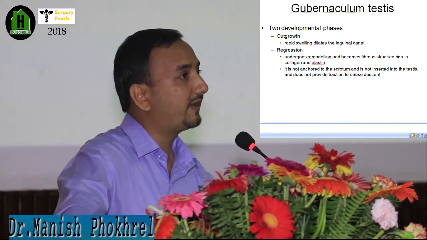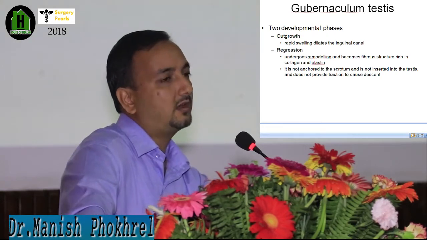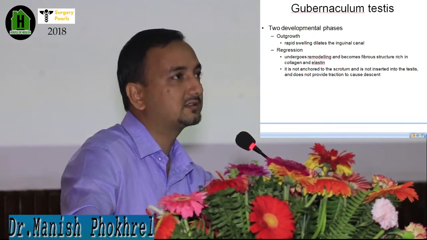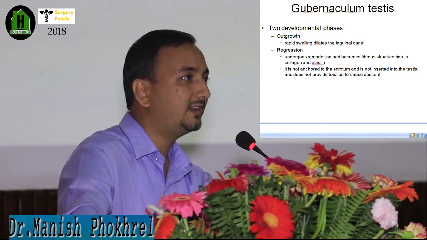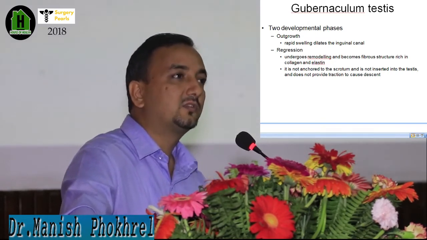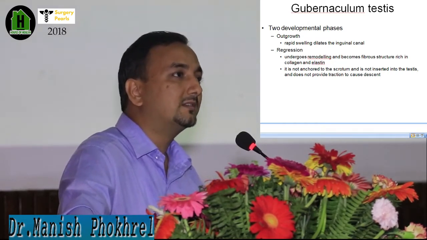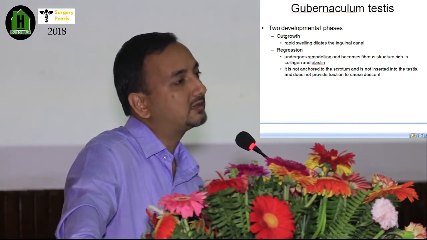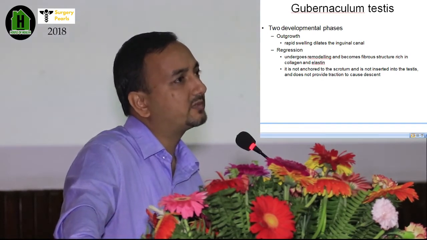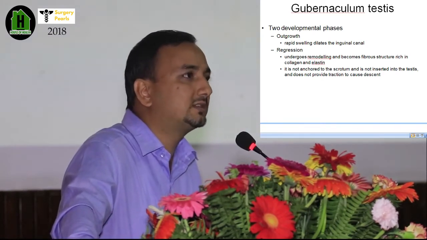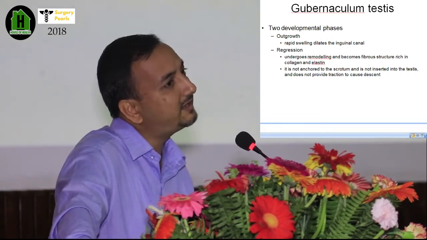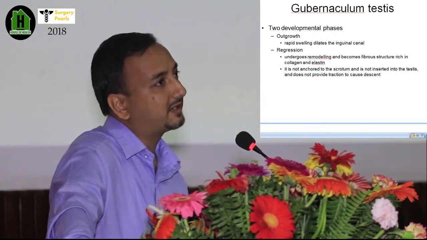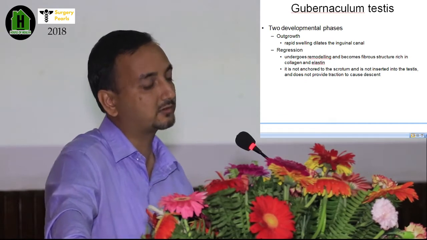So one of the important factors is the gubernaculum testis, but we all have one small misconception about it, which is that it is the traction of the gubernaculum that causes descent, but that is not true. Nowadays it has been shown that the gubernaculum testis is not attached either to the testis or to the scrotum. So how can it cause any traction? It doesn't cause traction, it only guides the testis into the scrotum.